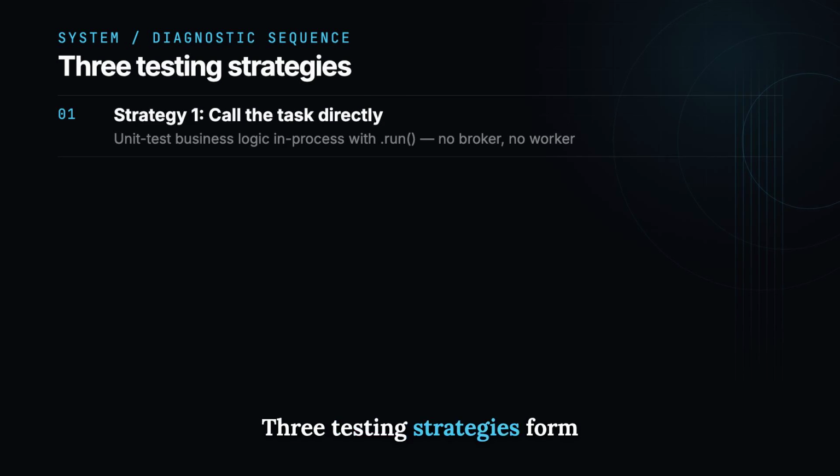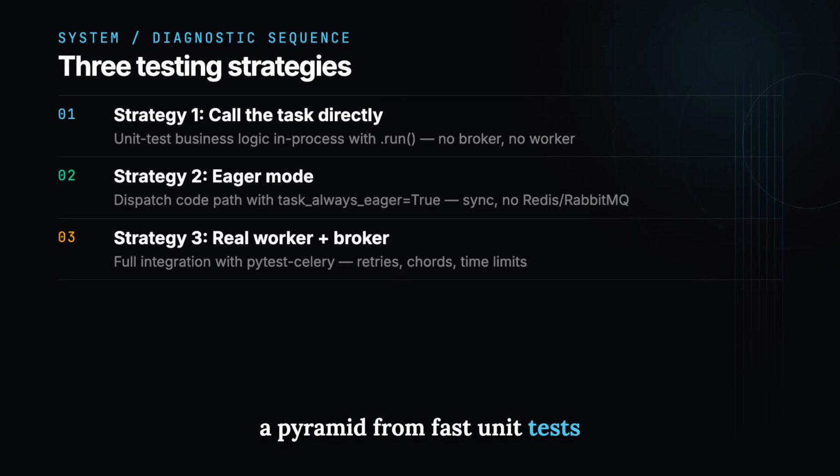The 3 testing strategies form a pyramid from fast unit tests to full integration tests. Strategy 1: Call the task function directly in process for pure business logic. Strategy 2: Use Celery eager mode to exercise the dispatch code path without a real broker. Strategy 3: Run a real Celery worker against a real broker with pytest-celery for full integration coverage. Choose the right strategy based on what you need to prove.